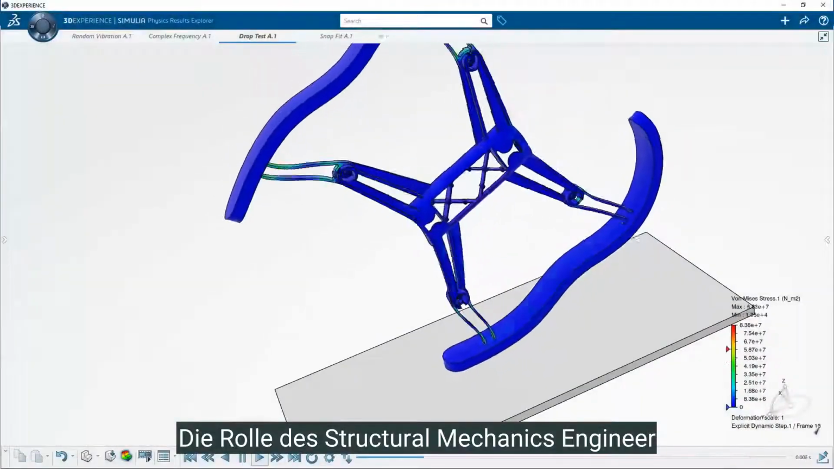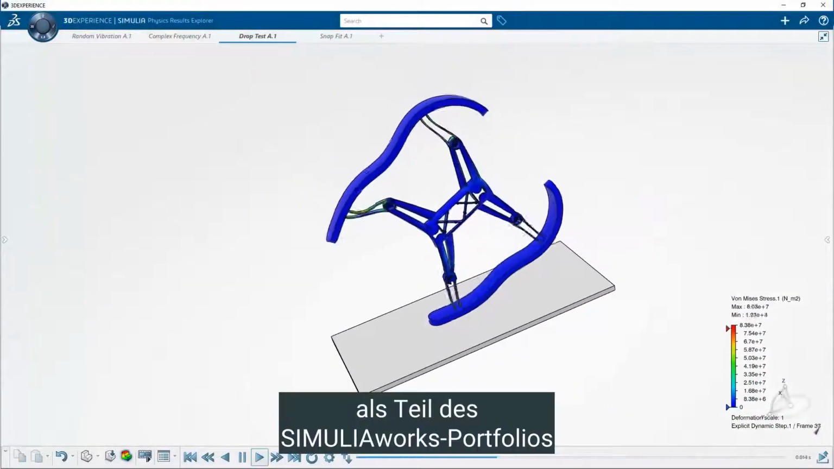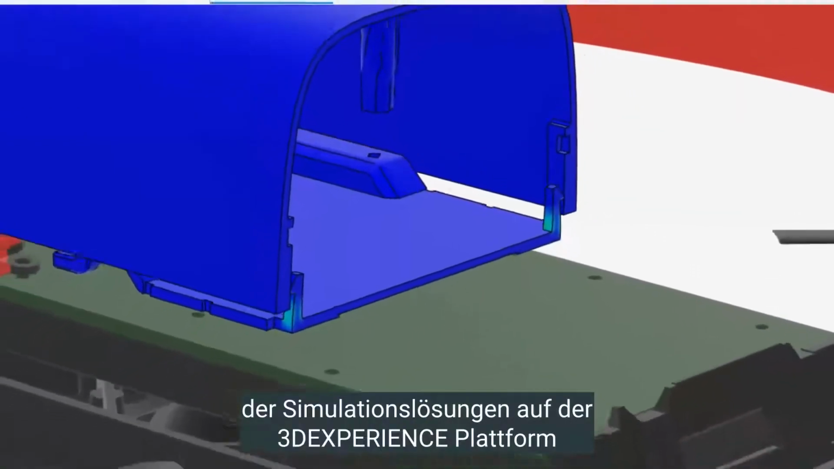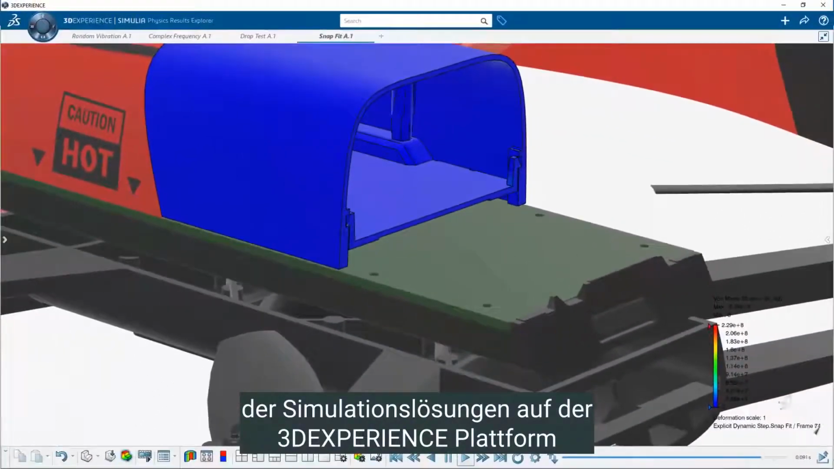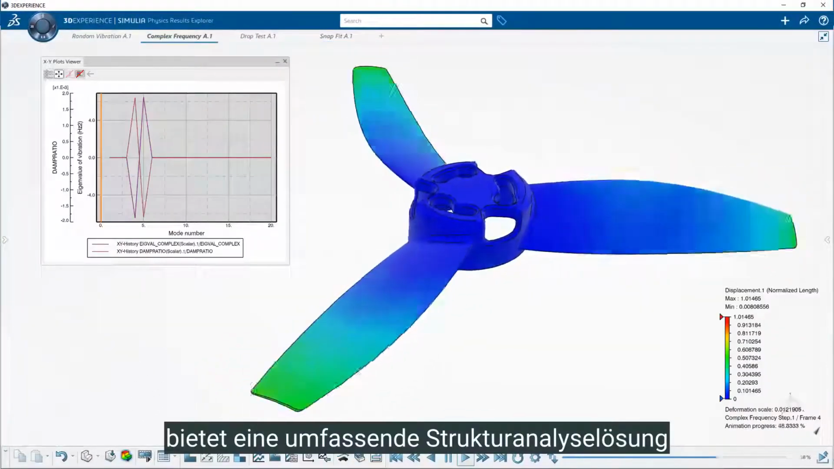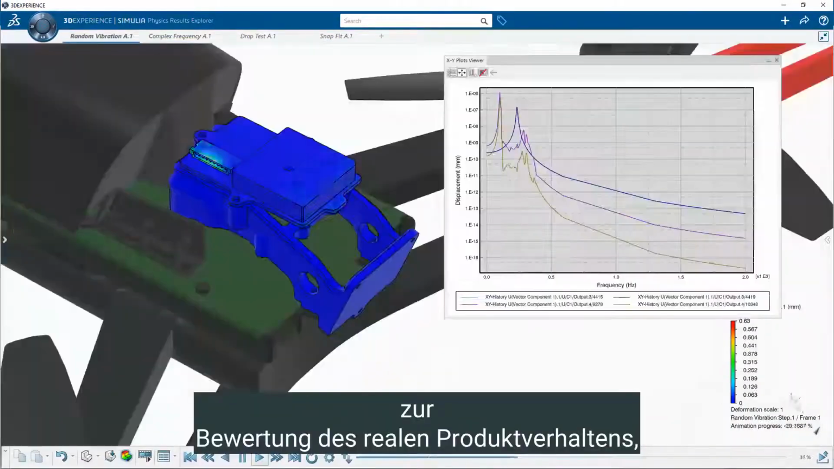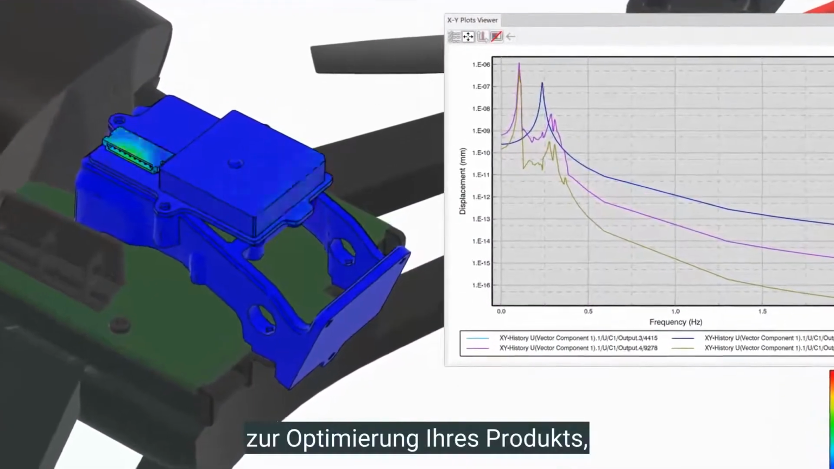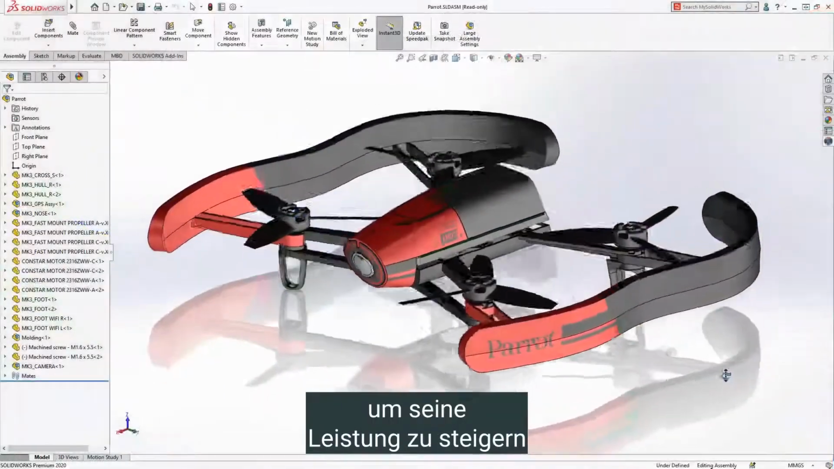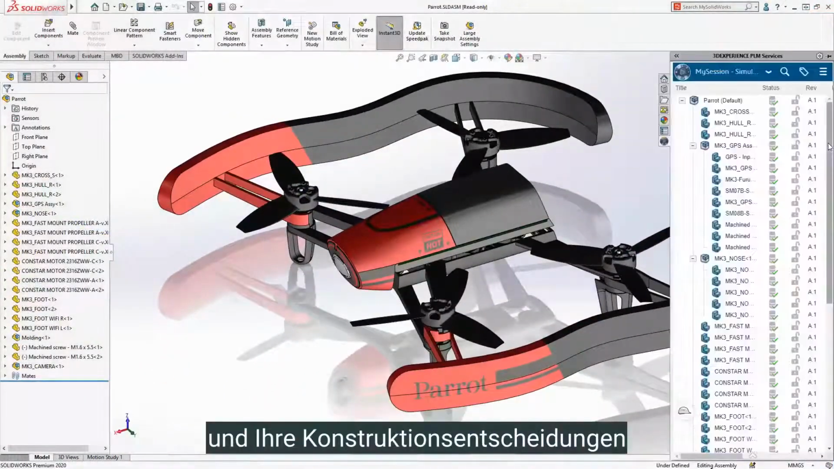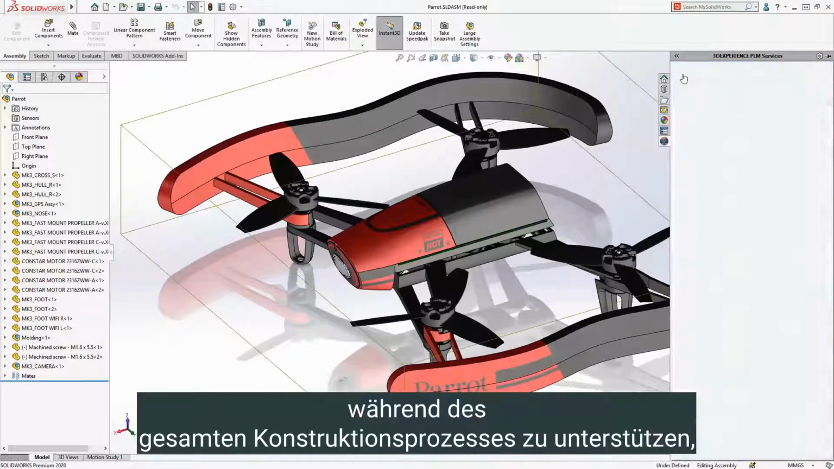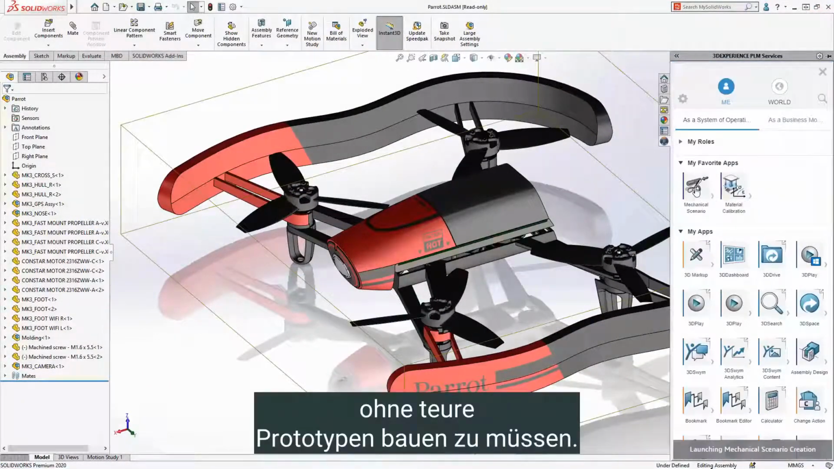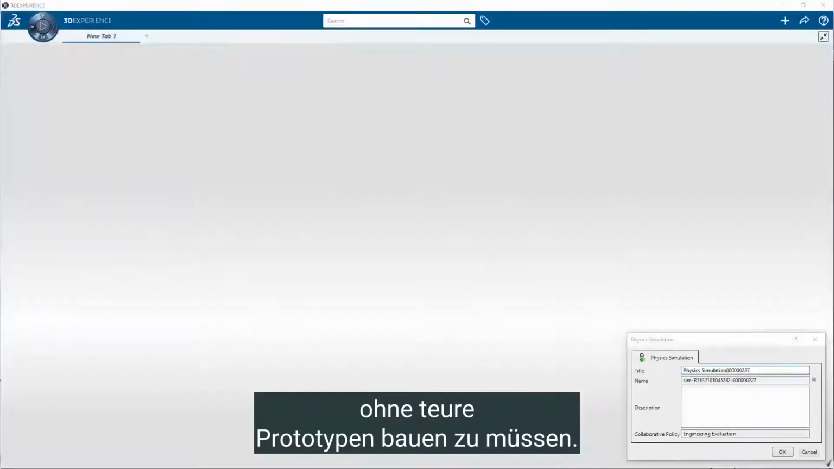The structural mechanics engineer role, part of the SIMULIAworks portfolio of simulation solutions on the 3DEXPERIENCE platform, provides a comprehensive structural analysis solution for evaluating how your product will behave in real life, optimizing your product to increase its performance, and guiding your engineering decisions throughout the design process, all without having to build expensive prototypes.